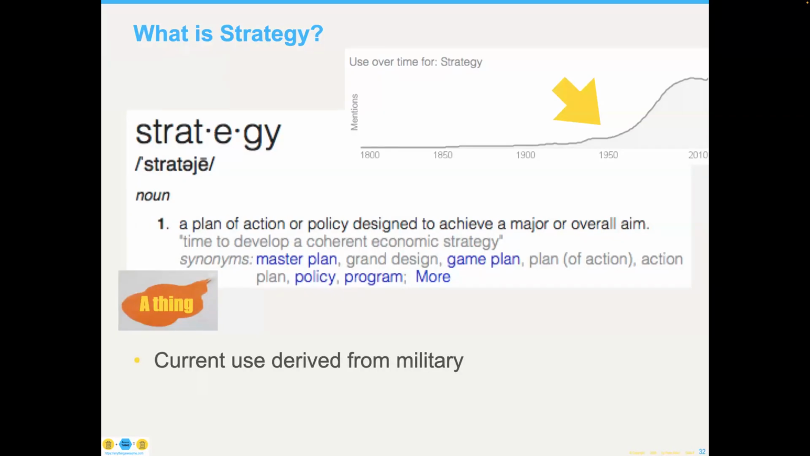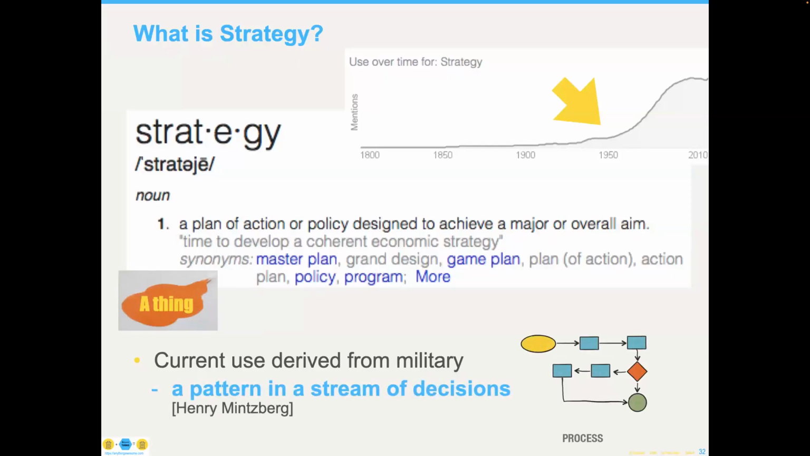The original definition of strategy, which I think is the correct definition, is a pattern in a stream of decisions. This turns strategy back to where it should be originally, which is much more of a process than a thing, in order to understand all of this.